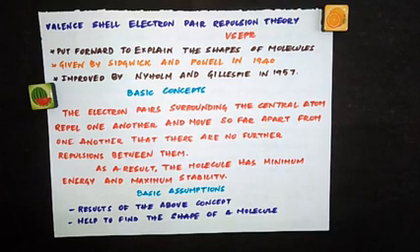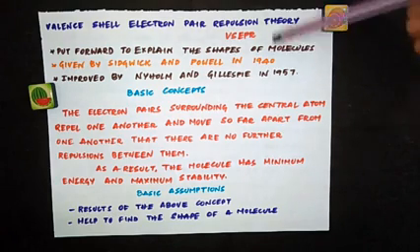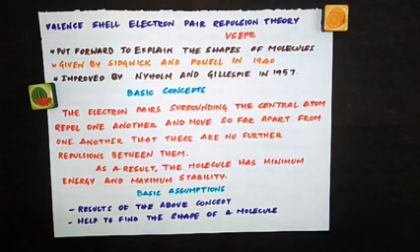VSEPR theory. It is valence shell electron pair repulsion theory. And this theory was put forward to explain the shapes of molecules. It was given by Sidgwick and Powell in 1940 and was further improved by Nyholm and Gillespie in 1957. So what is the basic idea of this theory?